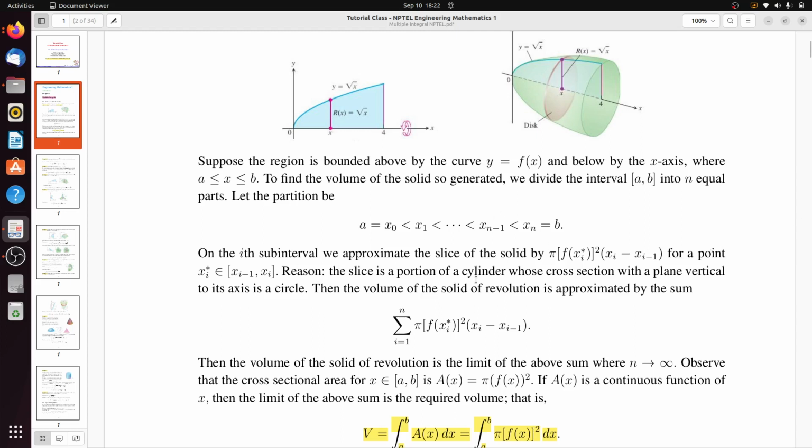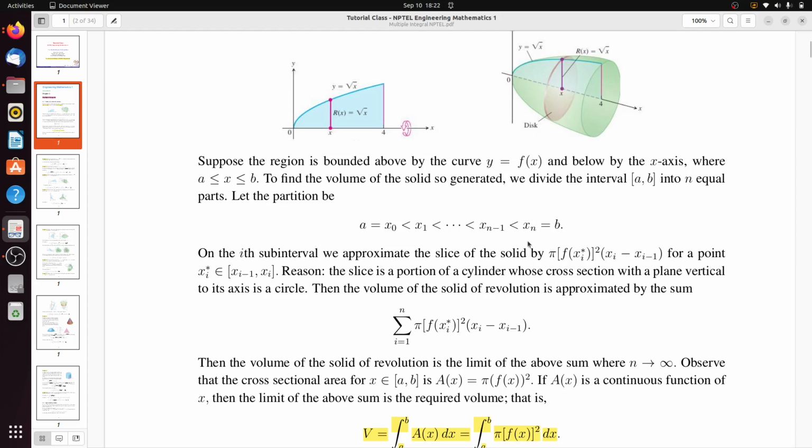Because the slice is a portion of a cylinder whose cross section with a plane perpendicular to its axis is a circle. So what we are doing is pi into f(xi) whole square into the small width of this disk, which is xi minus x(i-1). So it will eventually give you pi into f(xi star) whole square into the width, for a point in this interval.